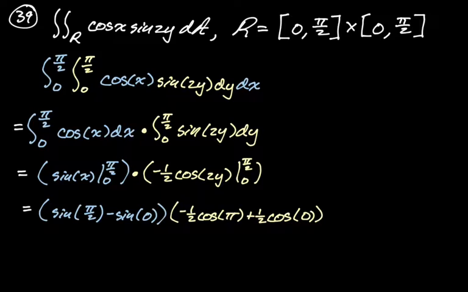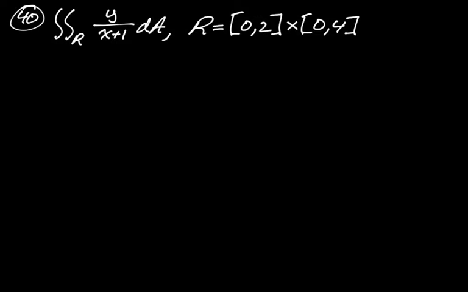Sine of pi over 2 is 1. Sine of 0 is 0. Cosine of pi is -1. Cosine of 0 is positive 1. So with all of those in mind, we just end up here with 1 times 1/2 plus 1/2. So that's 1 times 1, which is 1. All right, let's look at the next one. I know I'm going kind of quickly, but you can always slow it down or pause or hopefully work these out on your own and then just be comparing. Let's look at the next one.